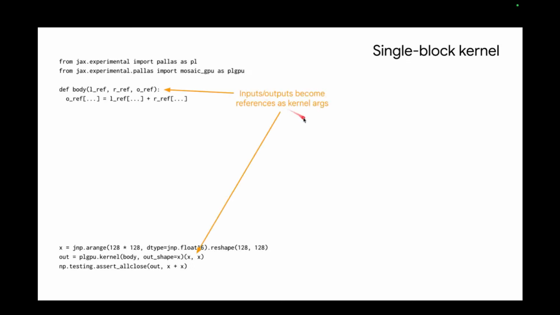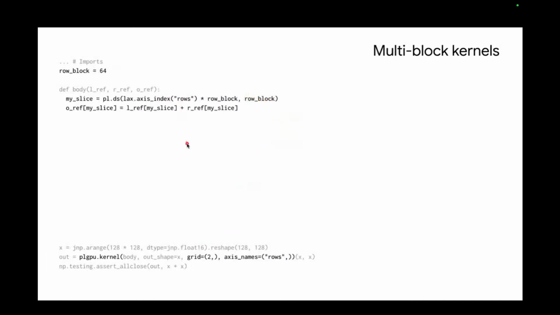And so just like before, you pass in this JAX array and they become references as kernel arguments. Okay, then again, we move on. We just follow the same pattern. Now we move on to multi-block kernels. You still specify the grid of size. Here we just specified a size of 2.